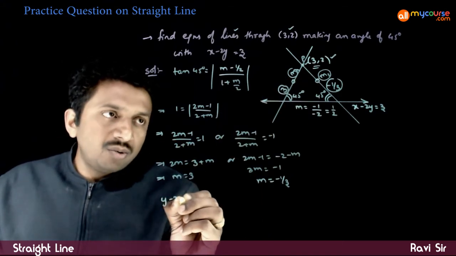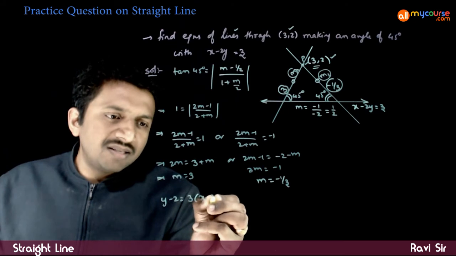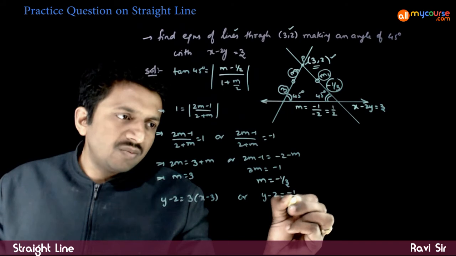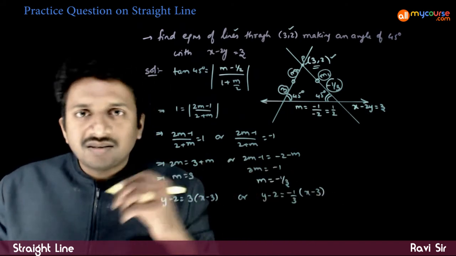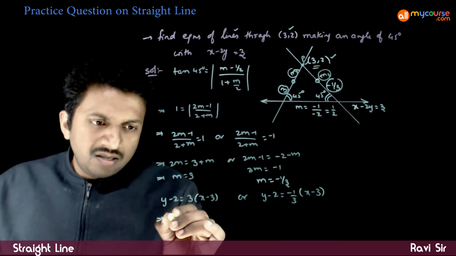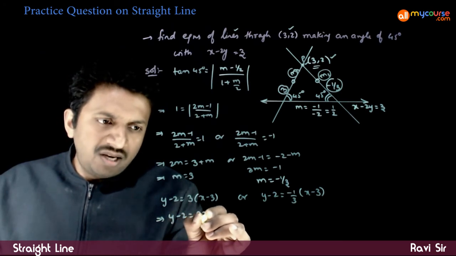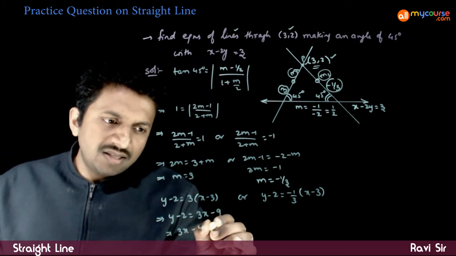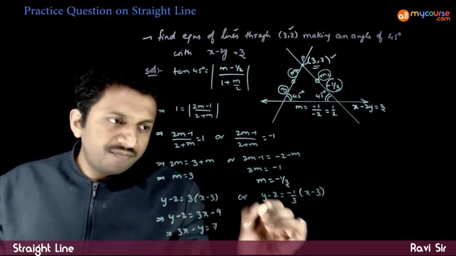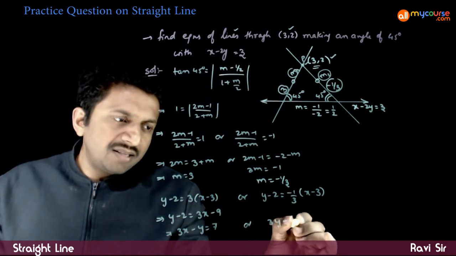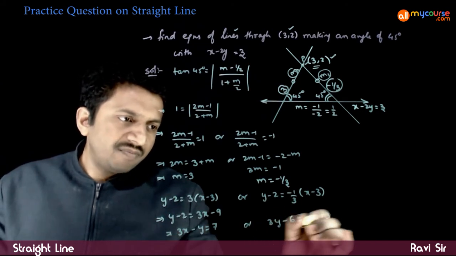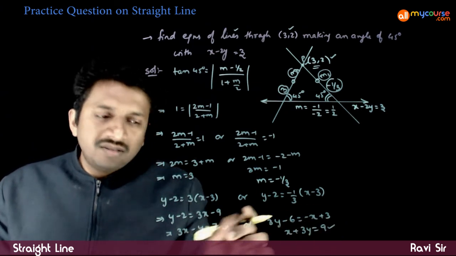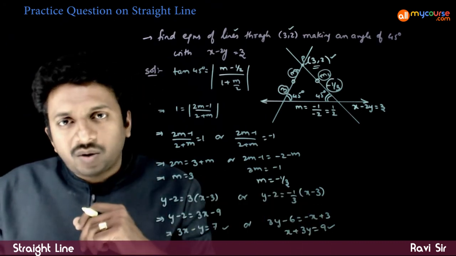So y minus 2 is equal to 3 times (x minus 3), or y minus 2 is equal to minus 1 by 3 times (x minus 3). So y minus 2 is equal to 3x minus 9, so 3x minus y is equal to 7, or 3y minus 6 is equal to minus x plus 3, so x plus 3y is equal to 9. So these are the two required lines.